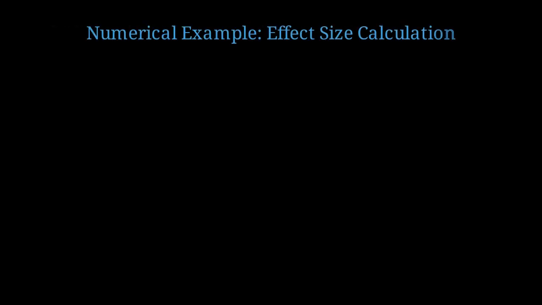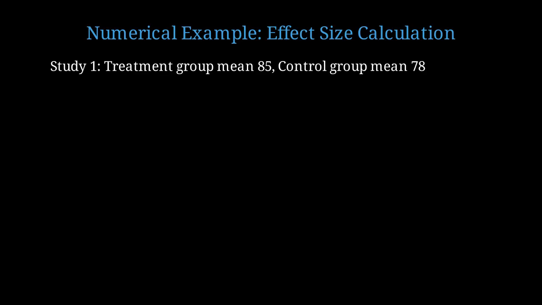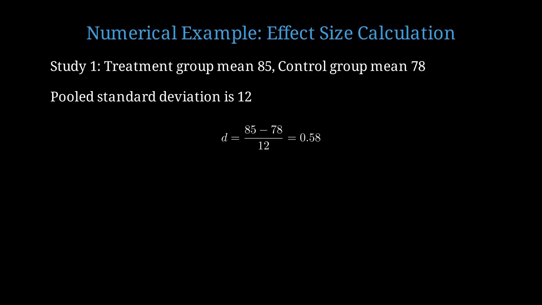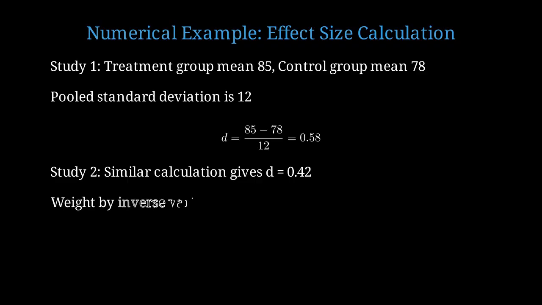Let's work through a numerical example of calculating and combining effect sizes. Imagine study 1 finds a treatment group mean of 85 and control group mean of 78. The pooled standard deviation is 12. Cohen's d equals 85 minus 78 divided by 12, which equals 0.58. This is a medium effect size. Study 2 has a smaller sample and calculates d equals 0.42. We weight each study by the inverse of its variance. Larger sample sizes have smaller variance and get more weight.